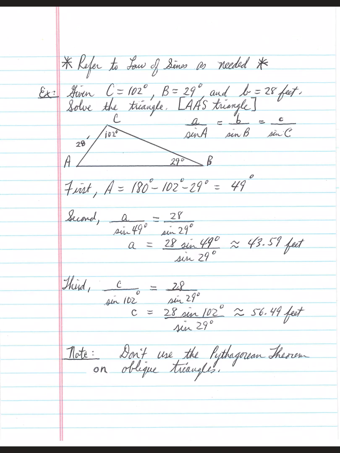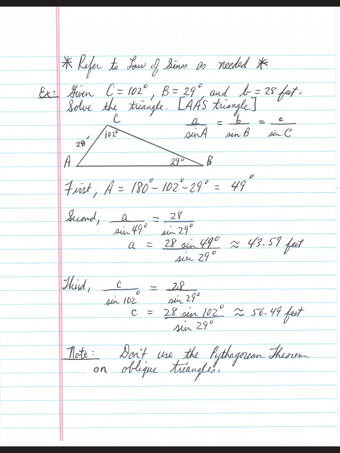The first triangle we'll look at is angle C. Remember, angles are capital letters. Angle C is 102 degrees. Angle B is 29 degrees. And side B is 28 feet. Apostrophes are used for feet. Lowercase letters are opposite of their capital letter partner.